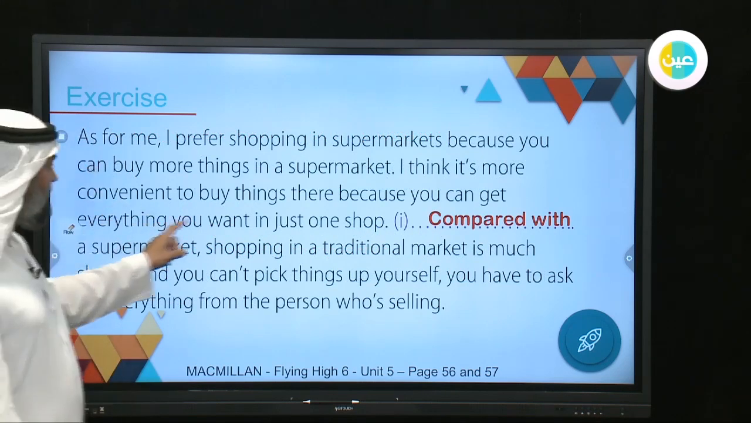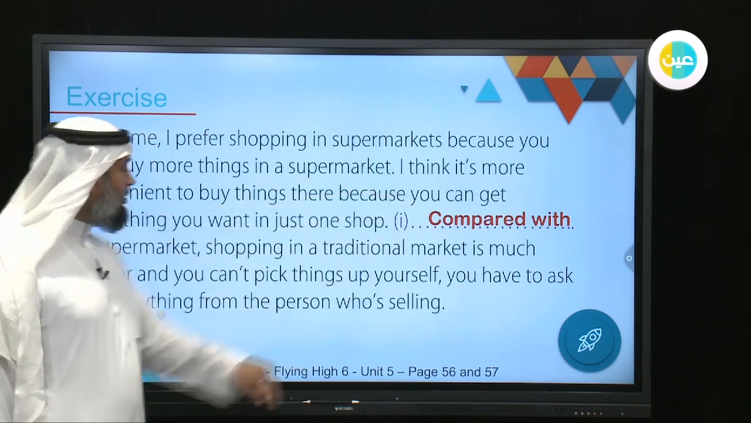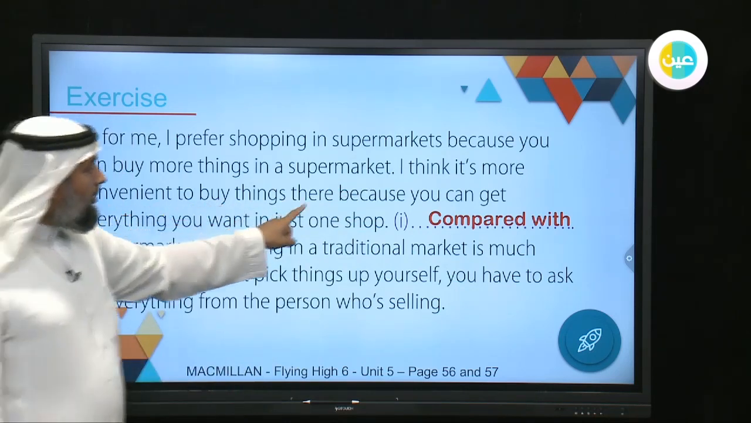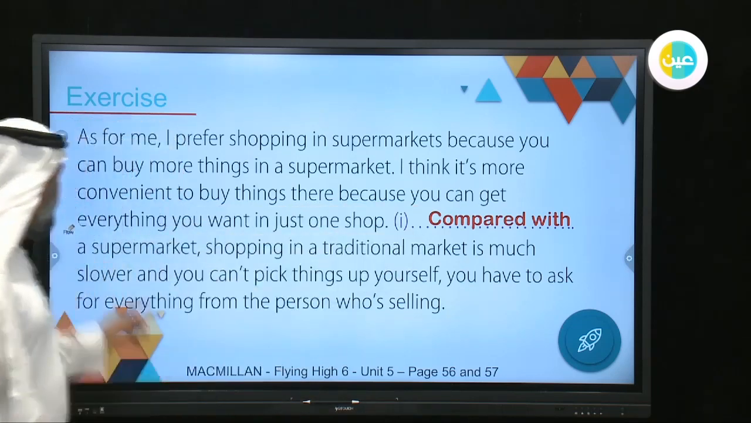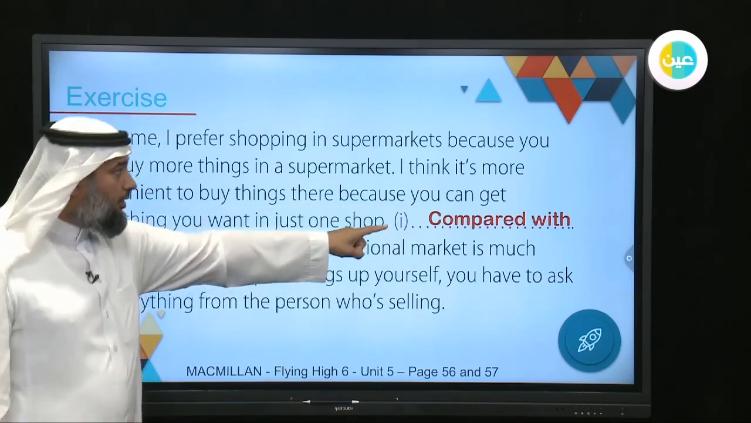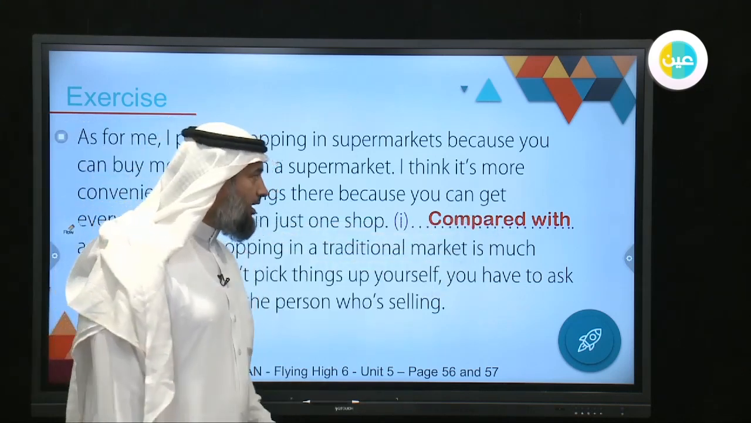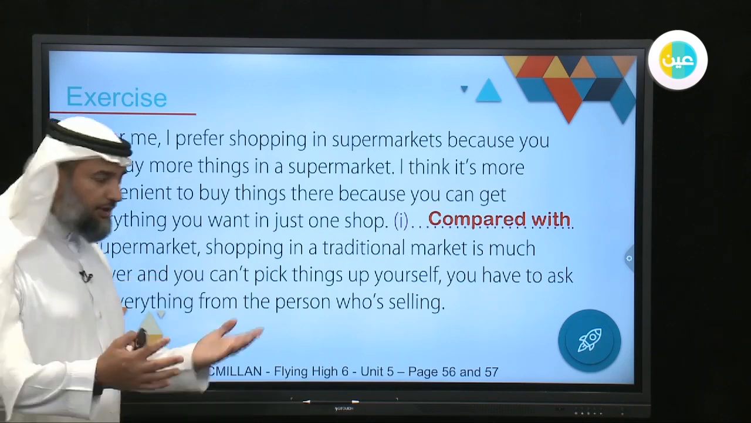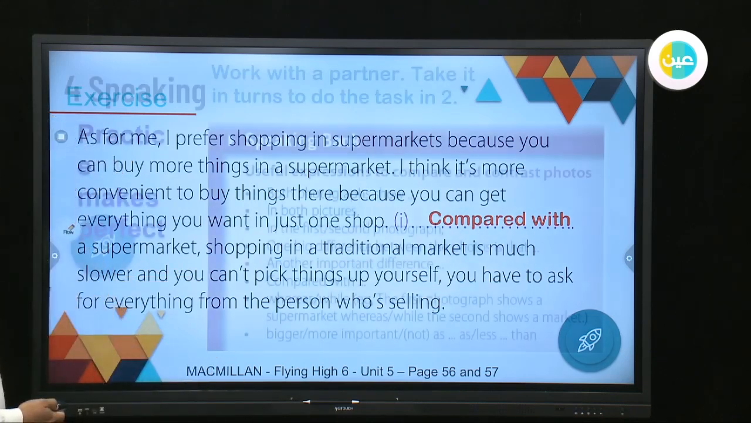Now in this one he said, I think it's more convenient to buy things there because you can get everything you want in just one shop, compared to a supermarket. Okay, compared to a supermarket.